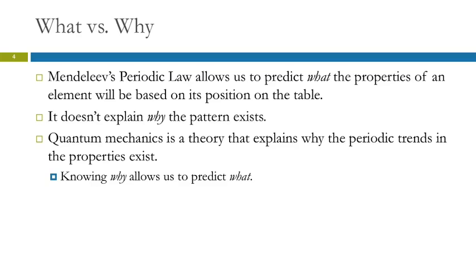So Mendeleev's periodic law helps us to predict what the properties are, and Dmitri Mendeleev did this without even knowing what an electron was, but it doesn't explain why those patterns exist. Quantum mechanics is the theory that explains why the patterns exist. And when we know why something occurs, that allows us to predict even more what will occur.